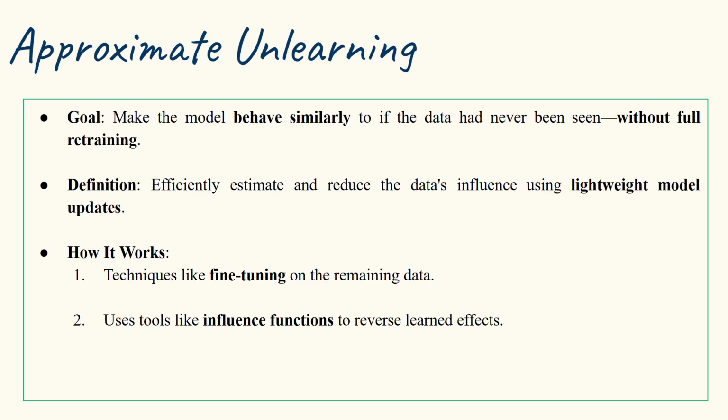Now, in contrast with this, we have approximate unlearning. Instead of retraining the model completely, approximate unlearning tries to efficiently estimate what the model would have looked like without the target data. It aims to reduce or reverse the impact of the data through clever updates, like fine-tuning the model on the remaining data or using mathematical tools such as influence functions to estimate how the data point affected the model's weights. This approach is significantly faster and more scalable, making it attractive for real-time or large-scale systems.